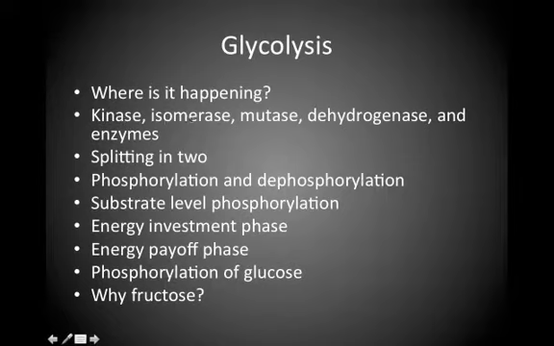Kinases, what do they do? Isomerases, mutases, dehydrogenases. What do you know about these enzymes as far as what is involved in the reactions in which they're involved? For a kinase, you'd be thinking ATP, where phosphates are removed or added. For isomerases, you should be thinking change in structure. Mutases, you should be thinking a change in one functional group. Dehydrogenases, you should be thinking electron transporting, NADH.